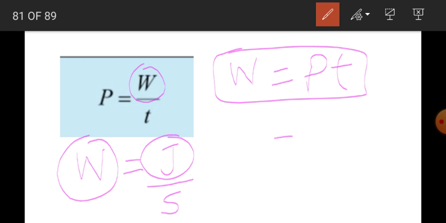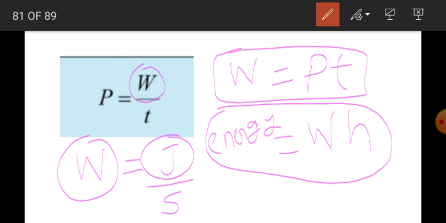So we are talking about appliances. Their unit is mentioned in watt, and when we run them for 1 hour, suppose I am taking time as 1 hour, the energy unit will be WH, watt hour. Generally we use kilowatt hour because watt hour is a smaller unit. So we use the bigger unit of electrical energy, which is kilowatt hour. So this is the relationship between power and energy.